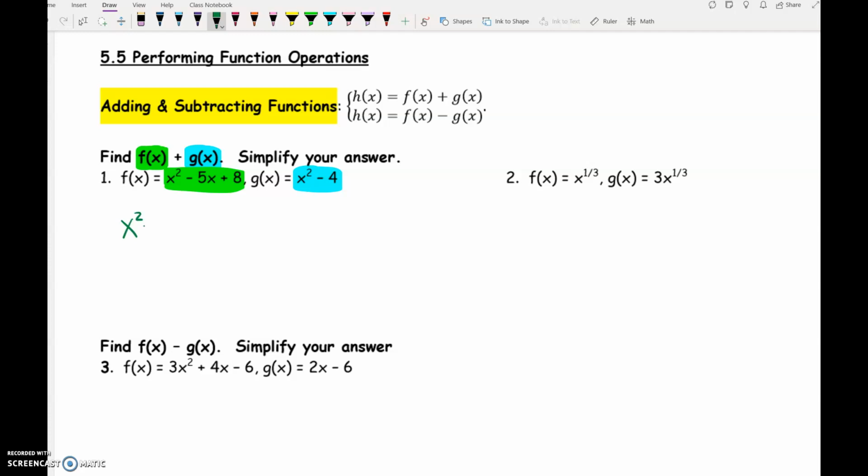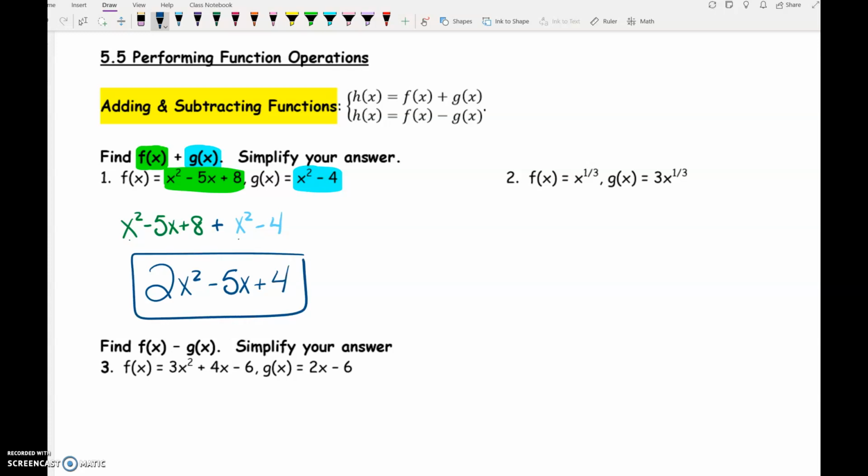So we're taking x squared minus 5x plus 8, and we are adding it with x squared minus 4. You're just taking the f function, the g function, and you're adding them together. So really you're just combining like terms. X squared and x squared are like terms. That's 2x squared. We don't have any other x term. 8 and negative 4 is 4. So our new function that we created by adding the f function and the g function together is 2x squared minus 5x plus 4.